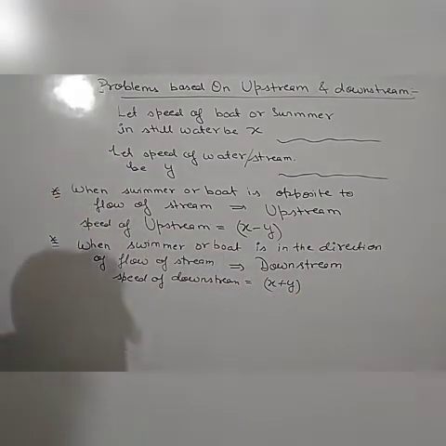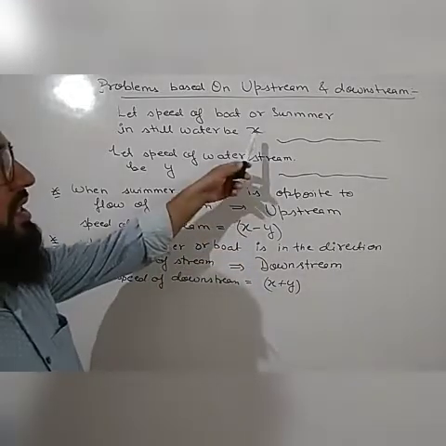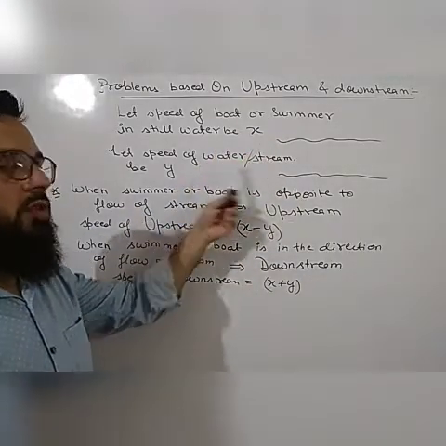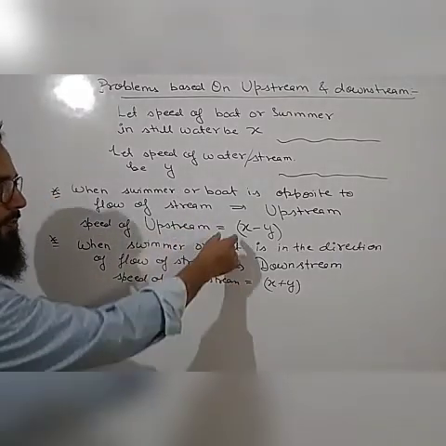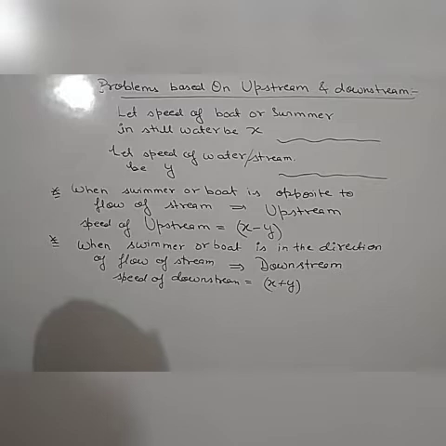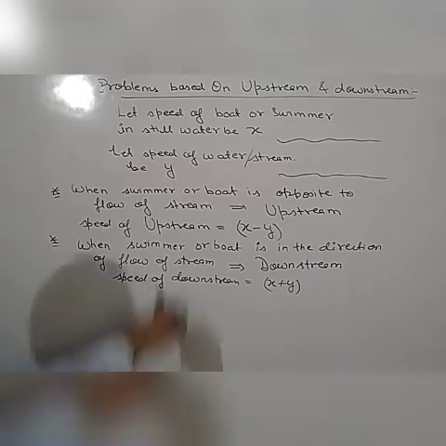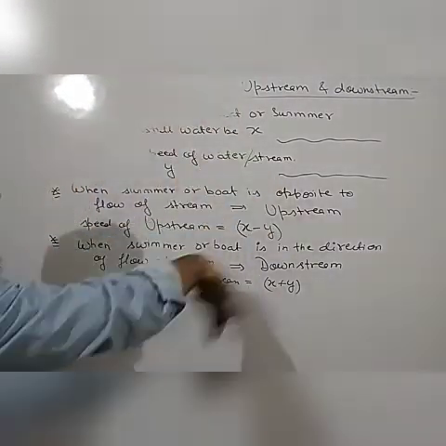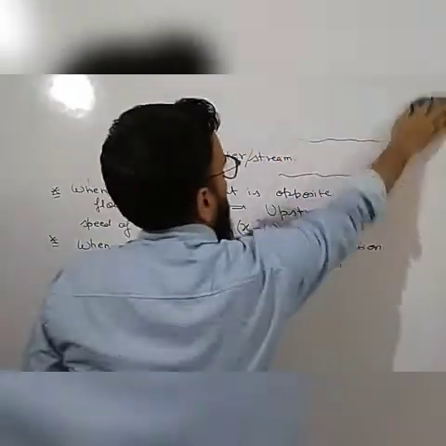Okay, so you have to remember this. We will always consider the speed of the swimmer or the boat as x, and the speed of the stream or water as y. So the speed of upstream is x minus y and the speed of downstream is x plus y. You have to remember this, then only you will be able to solve the questions. So now I am coming to the question.